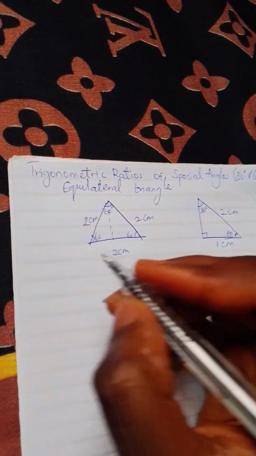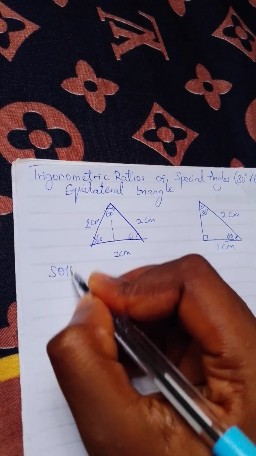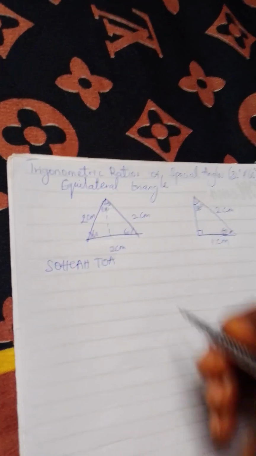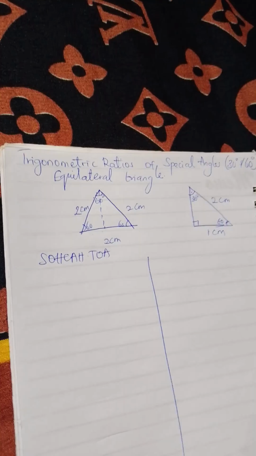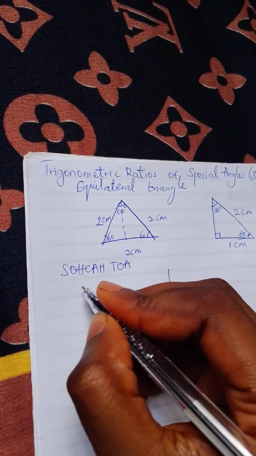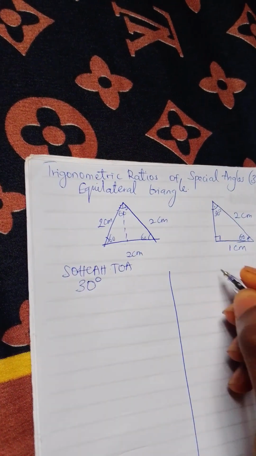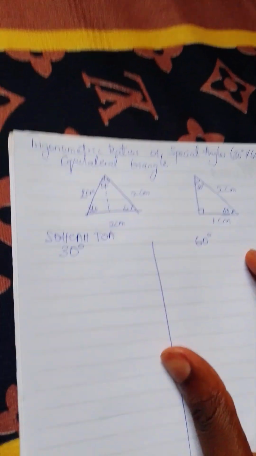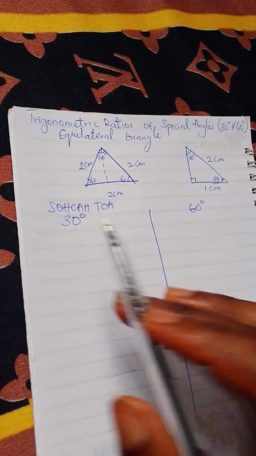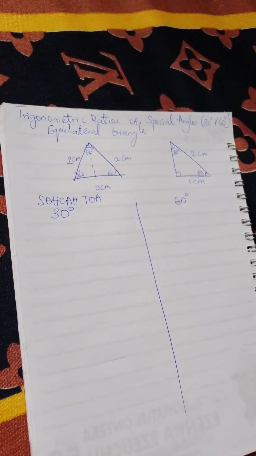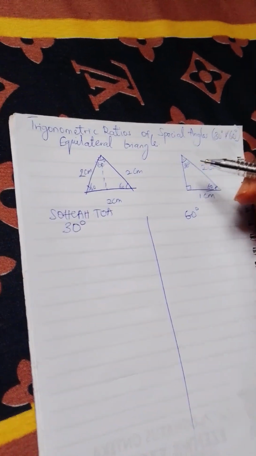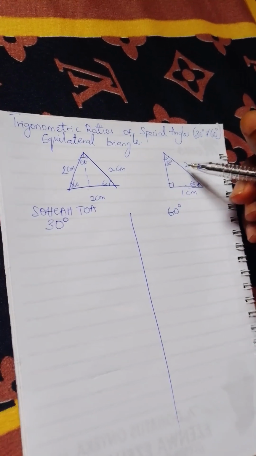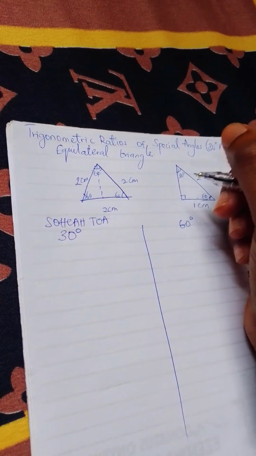Now remember our trigonometric ratios. Okay, so I'm going to be dividing this into two. So I'm going to be using this side for that of 30 degrees and this side for that of 60 degrees. So I'm going to be starting with sine. Sine is opposite over hypotenuse. So if this is the angle that I'm making use of, here will be opposite and this here will be my hypotenuse.